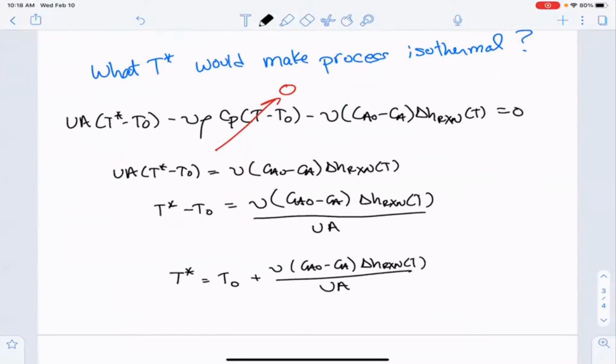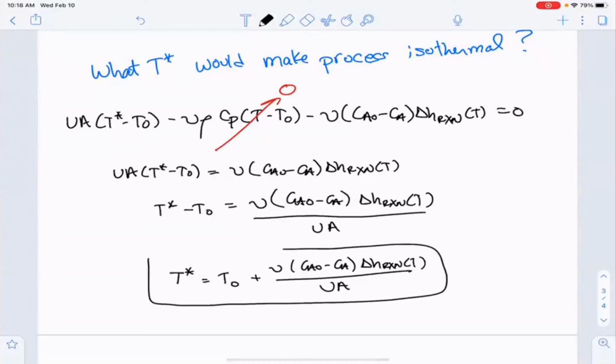And if we look at this expression, when the reaction is exothermic, then T star has to be less than T0, which makes sense because you have to be able to take heat from the reactor. And when delta H is positive, then T star has to be greater than T0 in order to allow heat to transfer from the jacket into the reactor. Okay, so that makes sense.